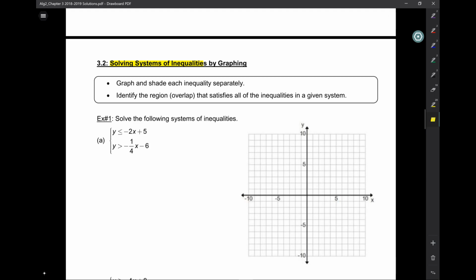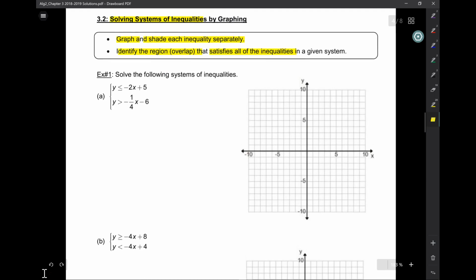So here you're going to have two inequalities that you have to graph and shade each one separately. And then you have to identify the region that satisfies the inequalities. And that region, very simple, it's where the two overlap. Okay? All right, so let's do one. Go ahead and put your calculators away for now. Let's do this one manually.